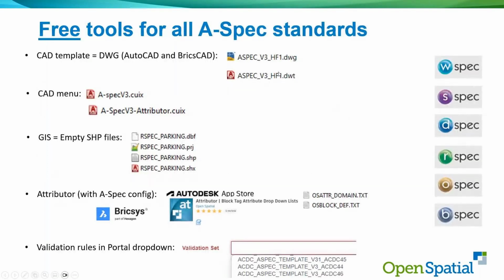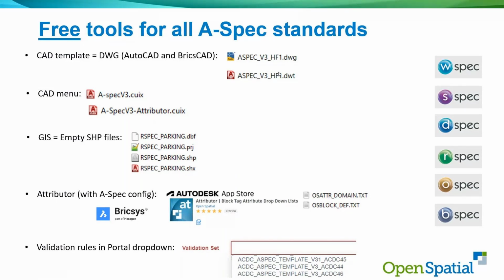So within the A-SPEC standard, we've got a configuration for all the standards that's out there. So water, sewer, drainage, roads, public open space, and building. So the configuration is available for all of that. And what we make available is the following. So there are some CAD templates, both for AutoCAD and for BricsCAD. So we're Autodesk developers as well as BricsCAD developers. So we've got that available.